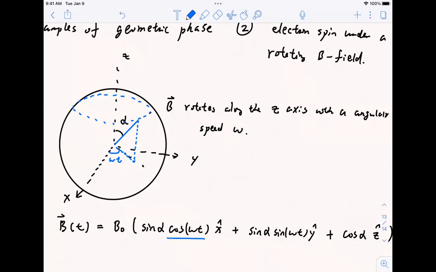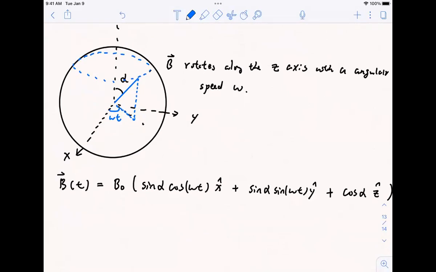The cosine part will be the x, the sine part will be the y, and then this will be the sine alpha. Okay, I don't think it's that difficult. So you just write the B field, and this B field rotates after one revolution, then we just go like this, omega. Just go like this, omega, rotating.